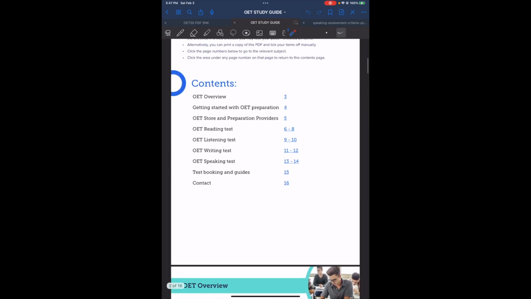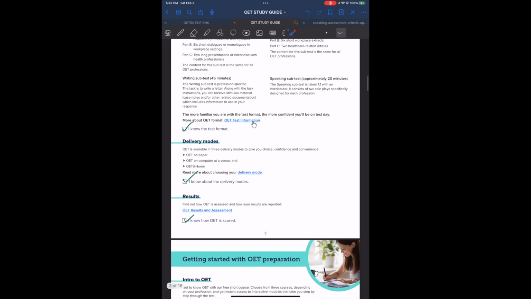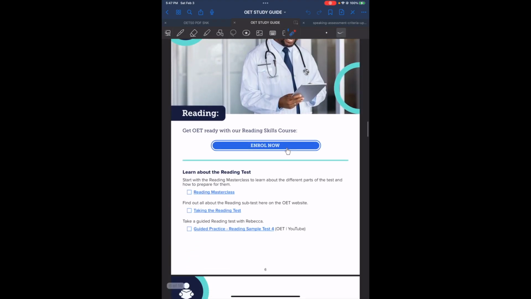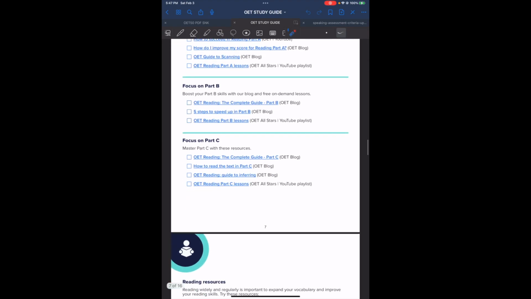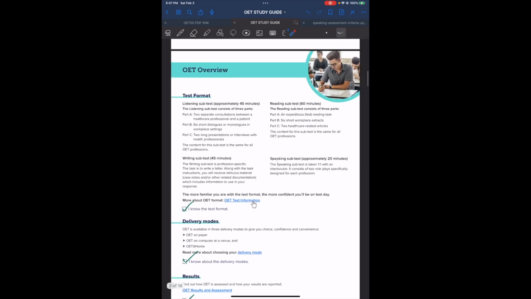Before that, this is the OET study guide. It's an amazing resource. It lists everything you need to know. It's kind of consolidated, can be overwhelming. You don't need to know everything, but it's a great outline.